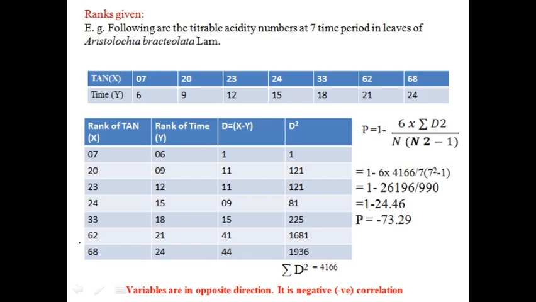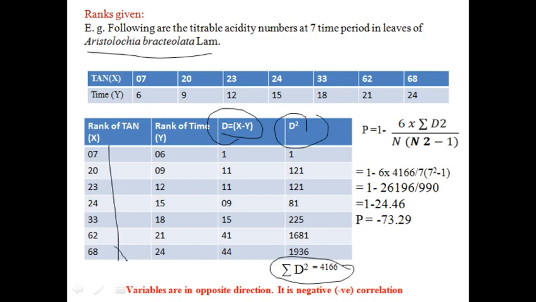Moving ahead, for the first type where ranks are given, what will be the outcome of the results? Here an example is given for titrable acidity number from Aristolochia at different time intervals. So we just have to do further calculations for D is equal to x minus y, and D square, and last, the summation of D square.